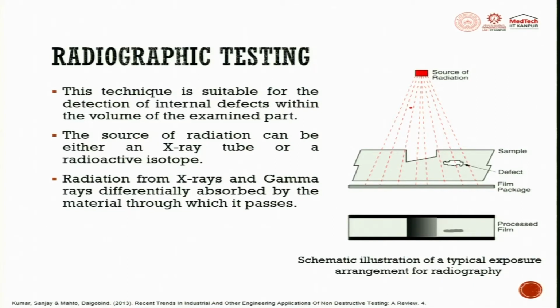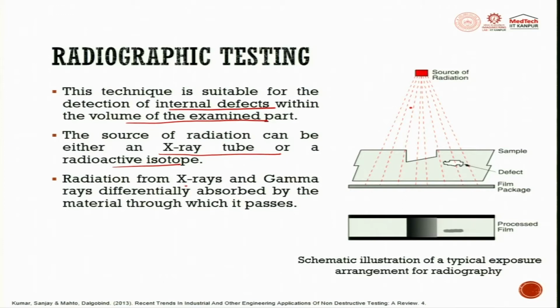The first one is radiographic testing. As the name itself says, it sends radio signals, that is, it sends signals, and it tries to see what is the defect, what is the flaw in the part under inspection. So, there is a radiation source. Radiography involves a technique that is suitable for the detection of internal defects within the volume of the examined part. The source of radiation can be either an X-ray tube or a radioactive isotope.